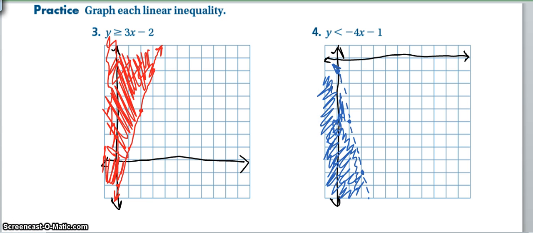So if you're able to tell, my line here is in fact dashed, and because it does not have the equal, and because y is less than, I've shaded below the line. Now I know it's more like to the left of the line, but if you think about leveling off the line, this is actually below it.